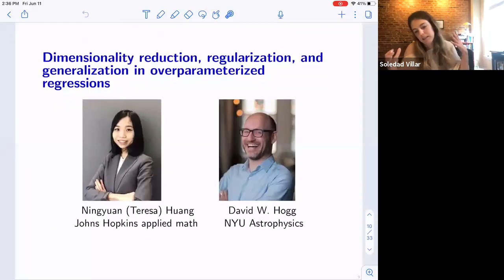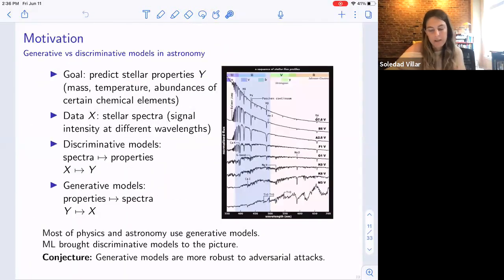And I'm going to switch gears a little bit, and explain the context of my project and how it connects with the double descent phenomenon. This project is with my PhD student, Teresa Huang, at Johns Hopkins, and a collaborator at NYU in astrophysics, David Hogg.